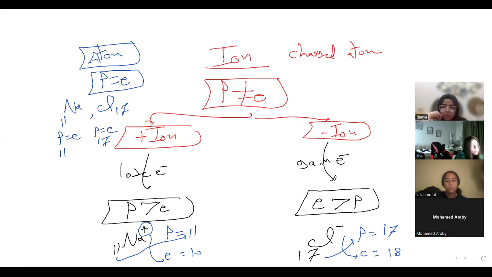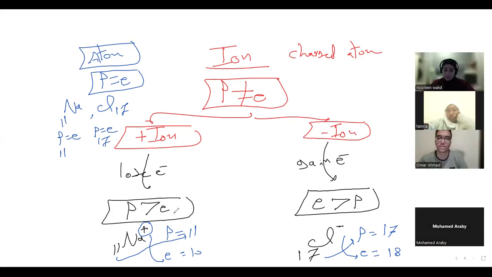Dania, in positive ion, this means that? Lose electron. And then protons are greater than electrons. Okay. Negative ion, Fatima? A negative ion means gaining electron, and this means that electrons are greater than protons. Okay.